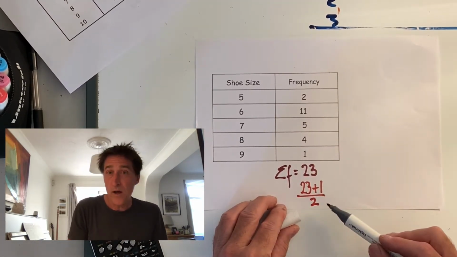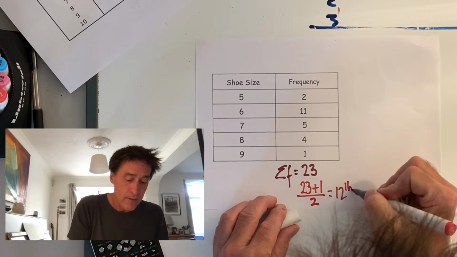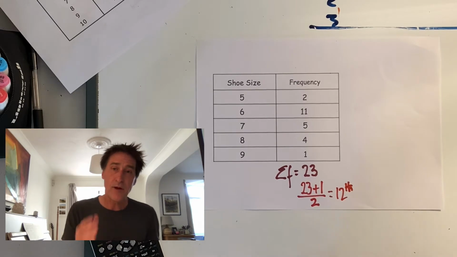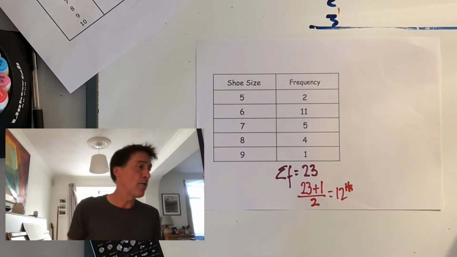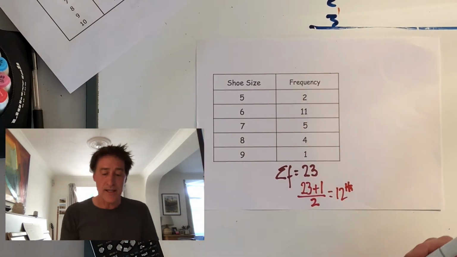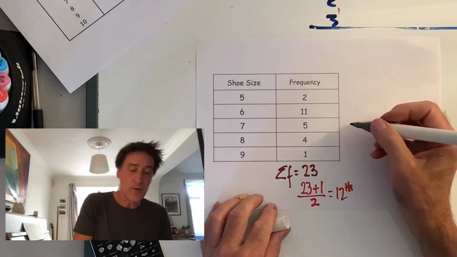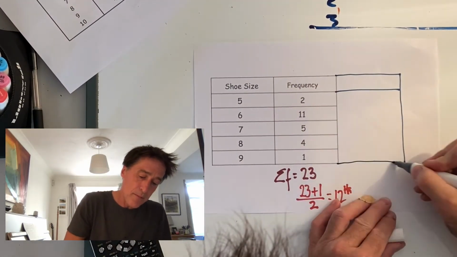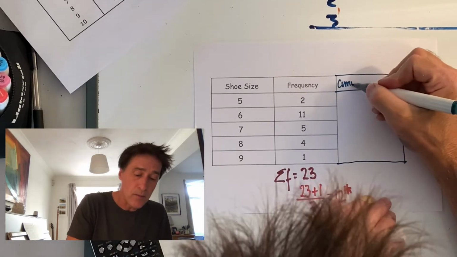So 23 plus 1 divided by 2 is the 12th value. Now I've got to find the 12th value, and that's sometimes quite complicated. So how do I find the 12th value? In order to help me, I can create another column called the cumulative frequency column. Don't be freaked out by words. So here we go. This is the cumulative frequency column. Cumulative means it builds up as you go along.